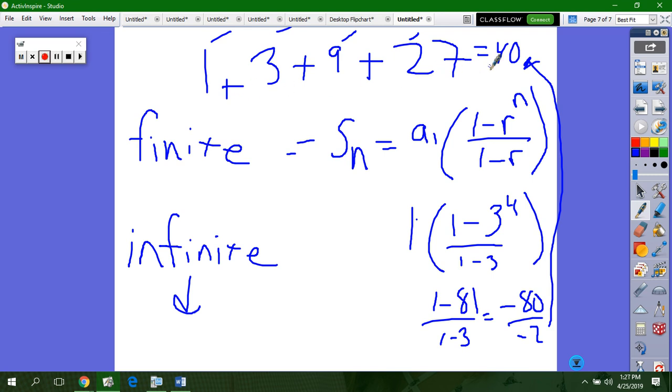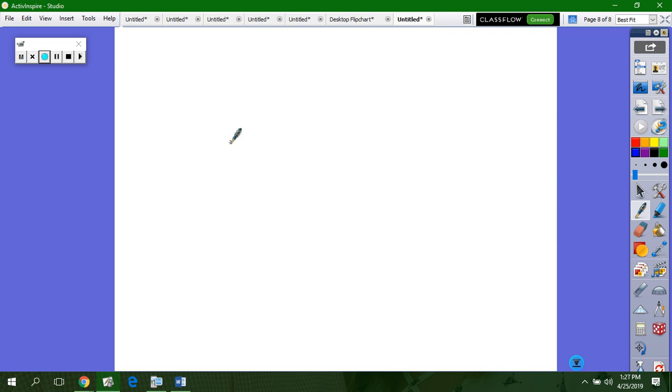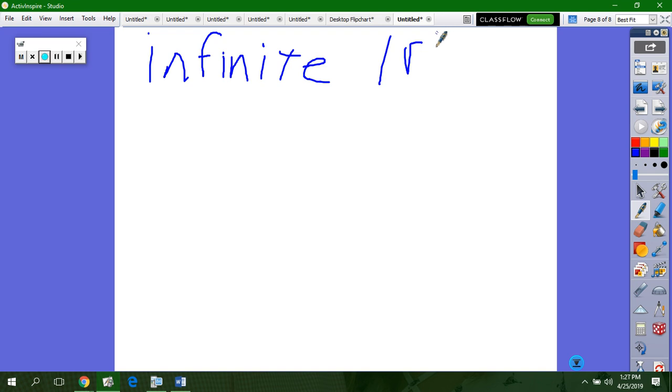Okay? So when it is infinite, I'm going to use this formula. Infinite only happens in one case. There's only one case that it can be happening. Your r value, the absolute value of it, has to be less than 1. And I'll explain why. Remember, this is an exponential decay if your r is less than 1, isn't it?